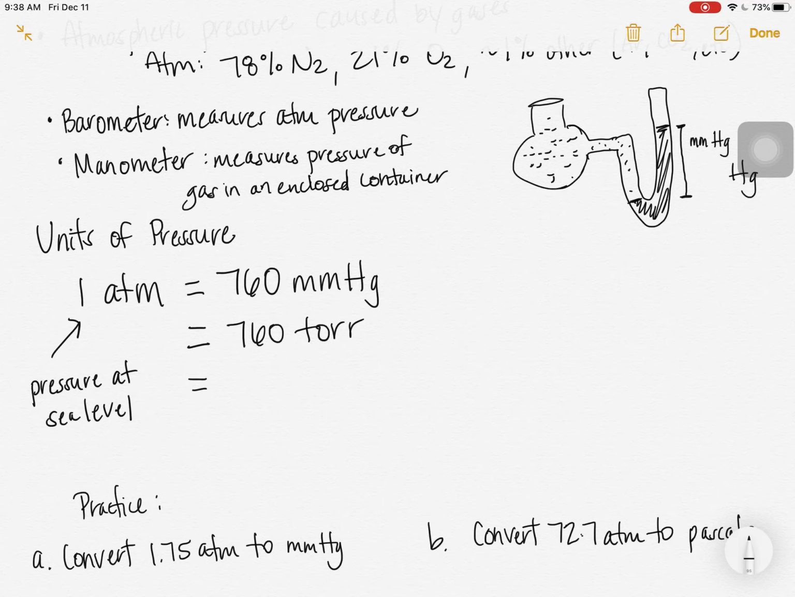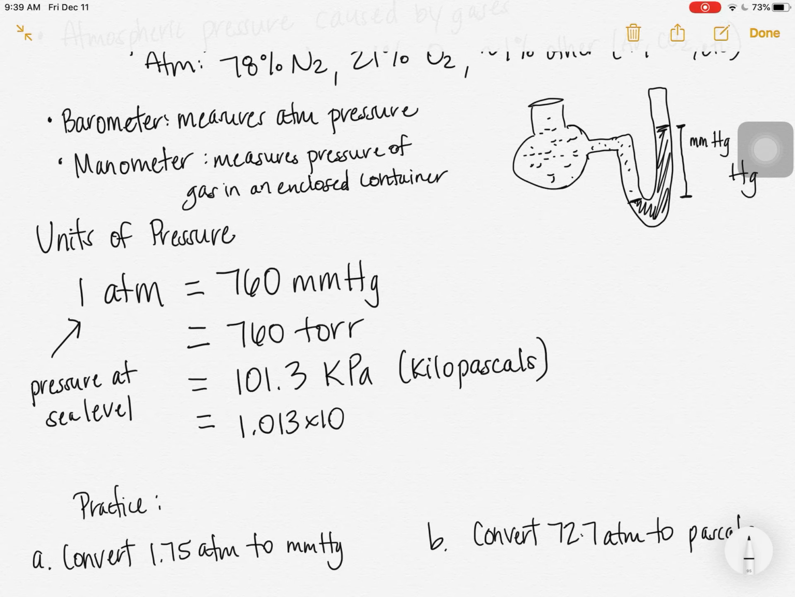There's another unit called the Pascal. It's actually named after a person. That's a person's last name. So 1 atmosphere equals 101.3, but pascals are really small, so we often use the abbreviation kilo, like kilogram. But if we wanted to do pascals, again, they're really small. 1 atmosphere is equal to 1.013 times 10 to the 5th pascals.